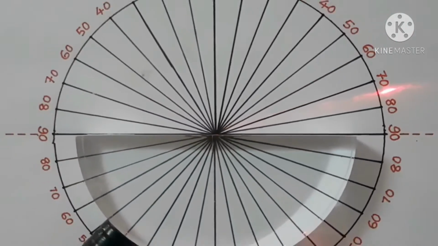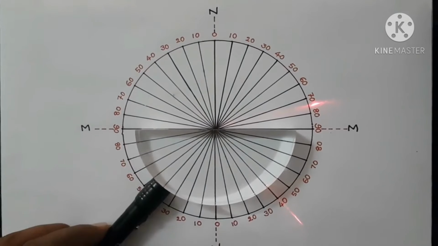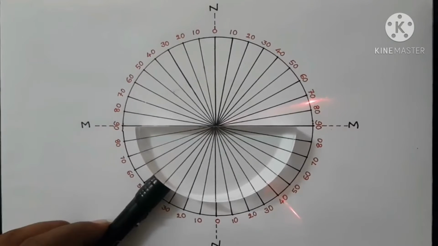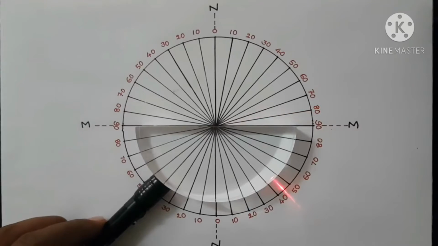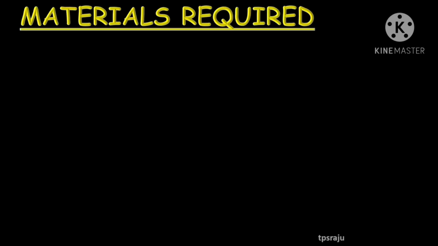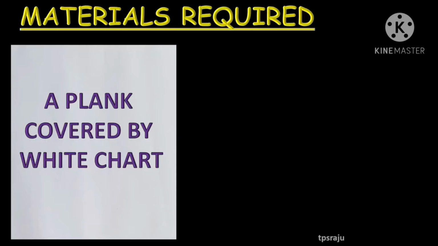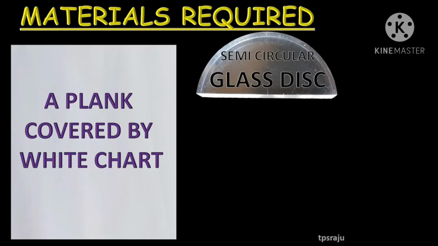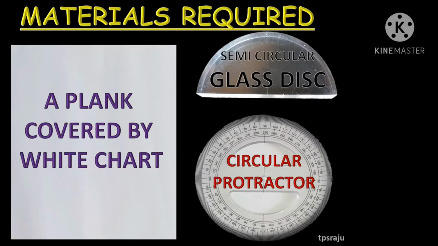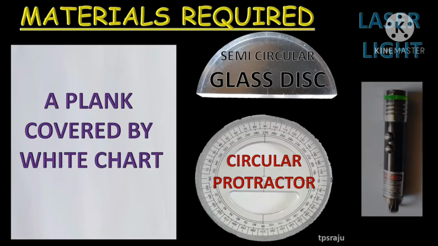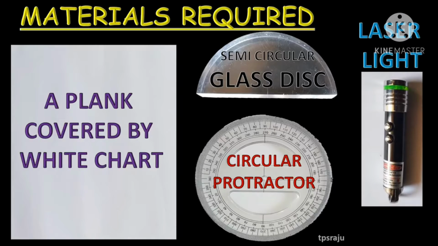Total internal reflection. By doing an activity, we are going to know about critical angle and total internal reflection. So my dear children, please watch. For this activity, we need a plank covered by white chart, semicircular glass disc, circular protractor, and a laser light.